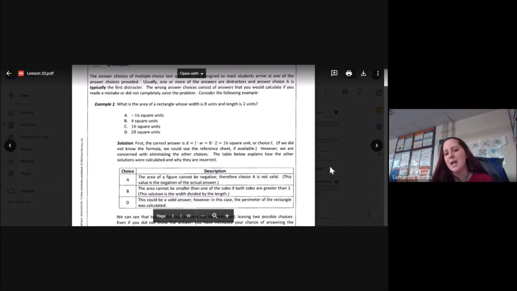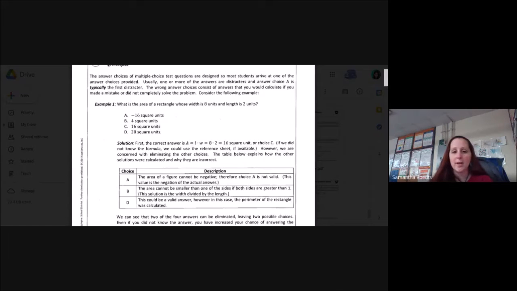Example one. What is the area of a rectangle whose width is 8 units and length is 2 units? Negative 16, 4, 16, or 20? First, the correct answer is A equals L times W, which is 8 times 2 or 16, or choice C. If we didn't know the formula, we could use the reference sheet if available. However, we are concerned with eliminating the other choices. The table below explains how the other solutions were calculated and why they are incorrect.